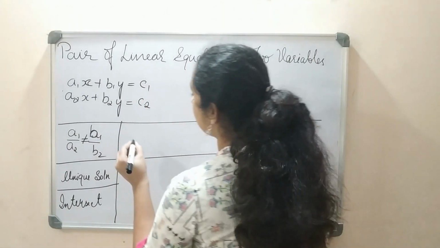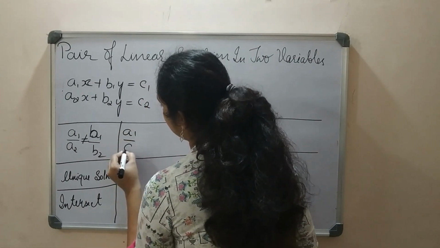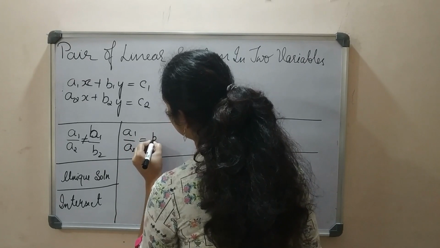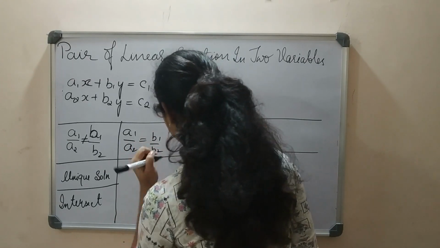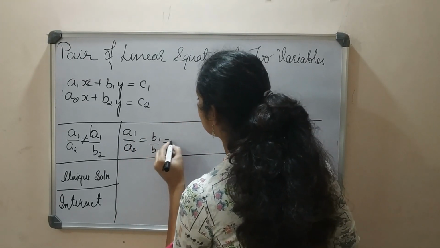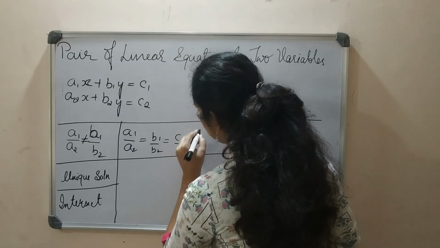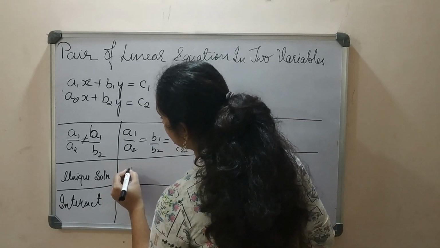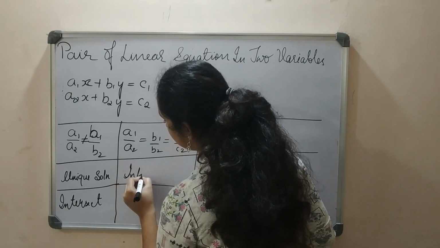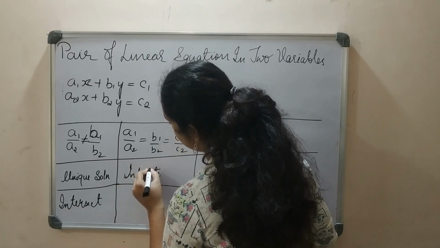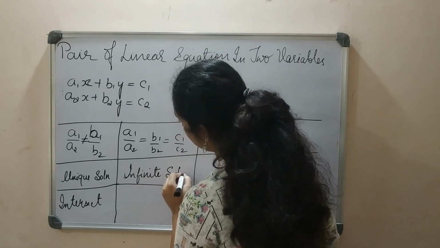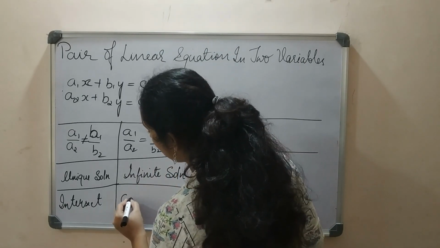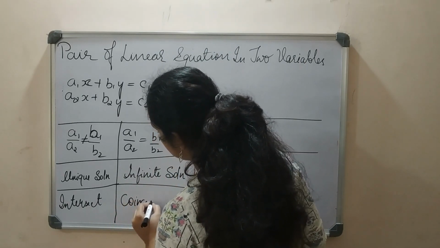In the second condition, a1/a2 is equal to b1/b2, which is equal to c1/c2. Then it will have infinite solutions and the lines will coincide.